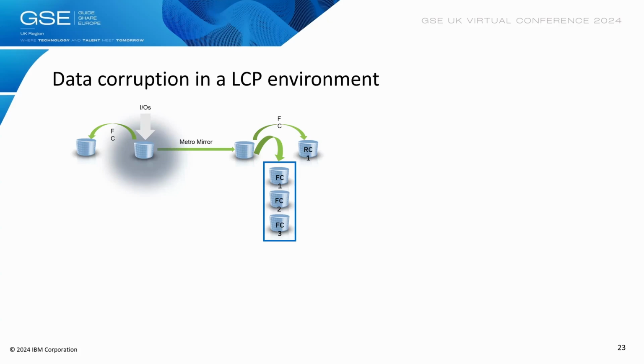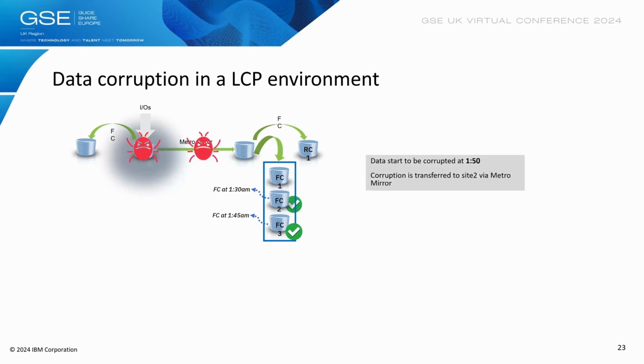So now we have GDPS managing and automating flash copies every 15 minutes. We take a first flash copy at 1:30, then 15 minutes later, we take another one at 1:45. And at this time, the data is still good. Now, 5 minutes later, we have a data corruption that occurs at 1:50. And it may take time to identify that the data has been corrupted. And until then, the systems may continue to run and the corruption may not be detected right away.